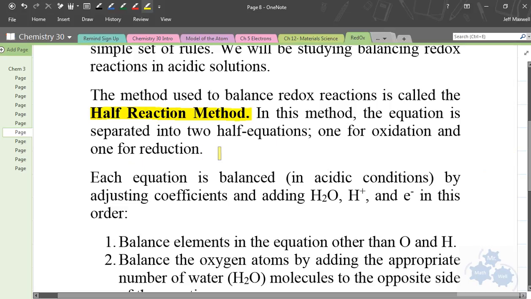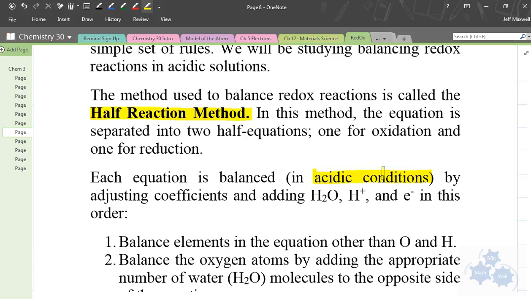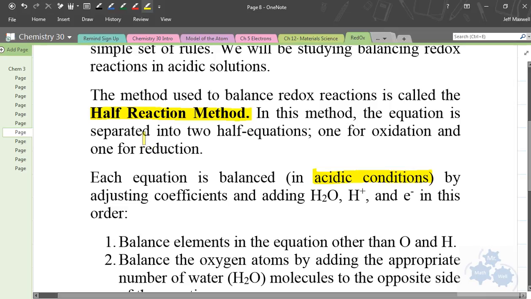We're going to be studying balancing equations in acidic conditions only. There is another method, which is not beyond you guys. It's just for the sake of time, we're going to focus on acidic conditions. And what that means is that when we need to balance oxygens or hydrogens, or electrons, this is what we're going to do. We are going to include in our equation water molecules, hydrogen ions, because it's acidic, so there will be some hydrogen ions. We're not going to worry about hydronium ions, okay? We're just going to do hydrogen ions for now. And electrons when we need to balance electrons.